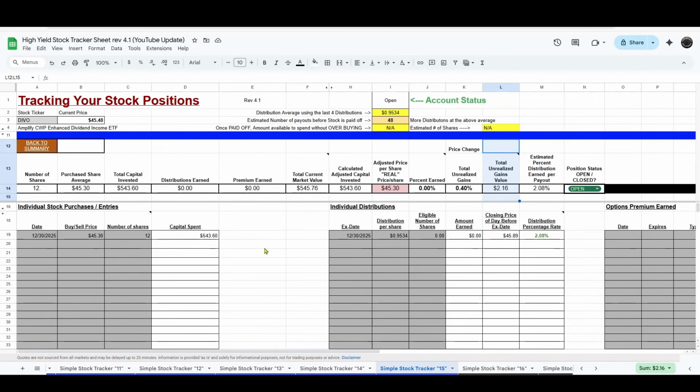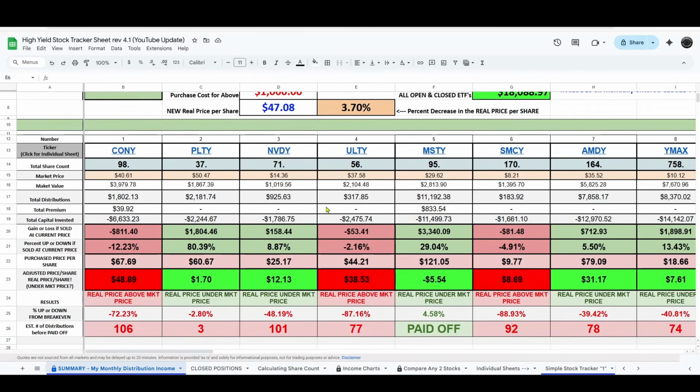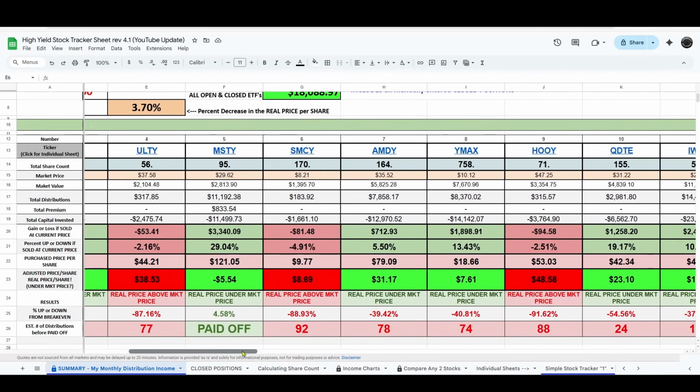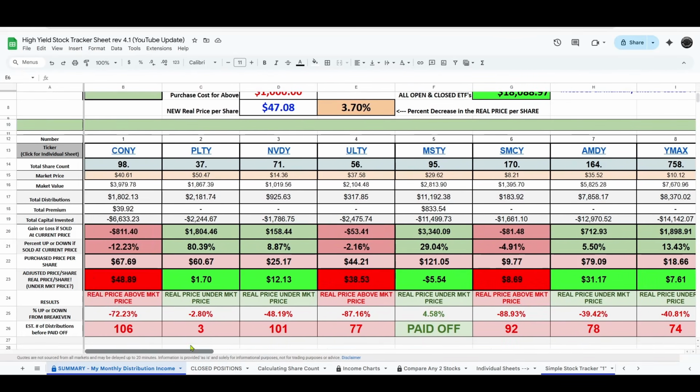So I can go back to my summary page simply by hovering over that back to summary, clicking the link, and we're right back here. So as you can see, how many red cells here do I have? I have CONY, ULTY, SMCY, WDTE, and that's it. So out of 15, I have a total of 4 that I am down on.